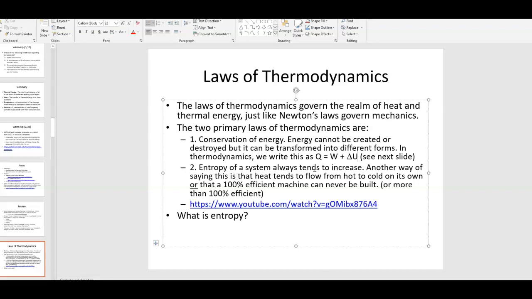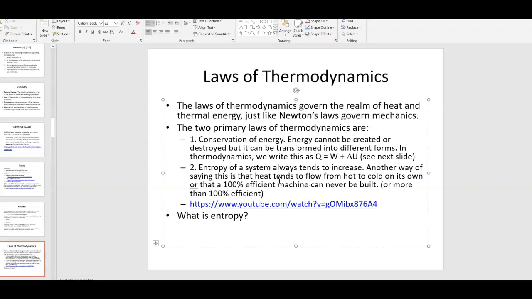Entropy of a system always tends to increase. You could also say always naturally increases. Now we'll talk about what entropy means on the next slide. Another way of saying this is that heat always tends to flow from hot to cold on its own. Or you could say that a 100% efficient machine can never be built.